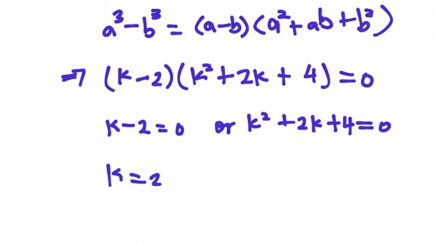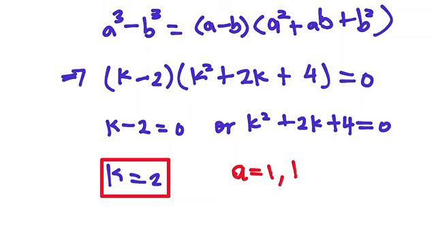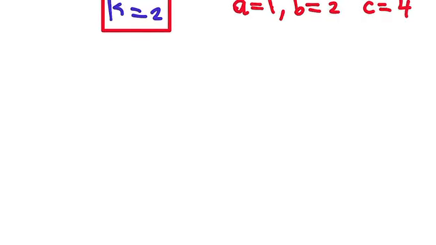So that is the first one of the solutions we are looking for. And we have k squared plus 2k plus 4 also equals 0. Looking at this, we are going to compare this quadratic equation to the general equation. a will be 1, b will be 2, and c will be 4. Understood?